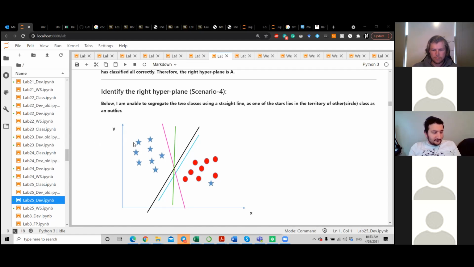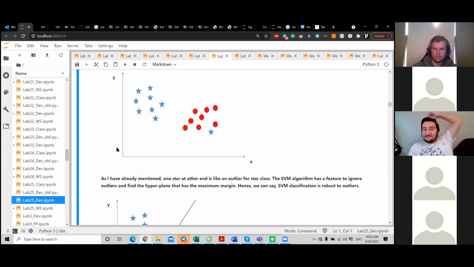But the main difference between your hyperplanes is their margin. Because in terms of errors, they are all doing the same thing. You are having one case of misclassification with your star being on the side of your circles. So let me see if I can clean this screen. Okay, thank you, Kate.